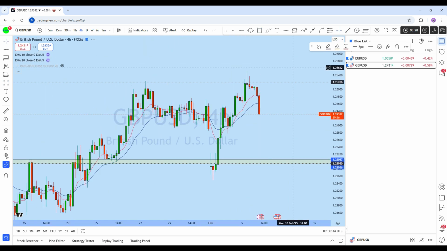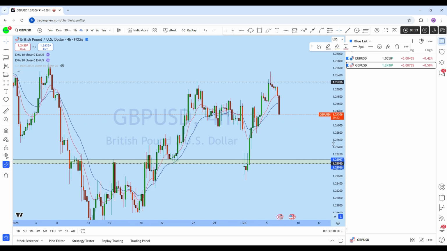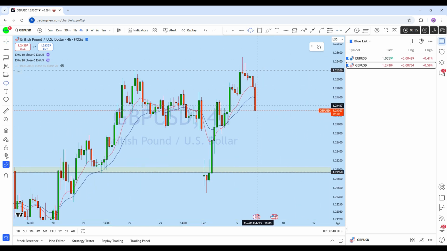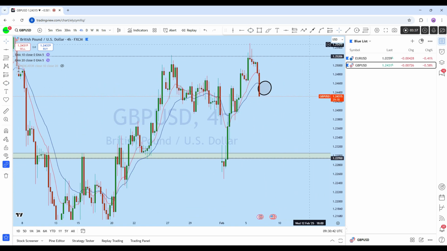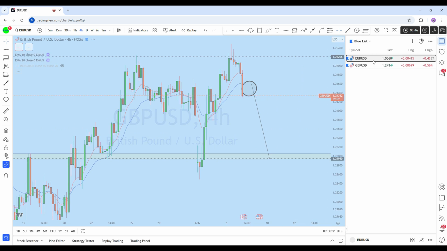Looking at the intraday perspective, we can see the market has already started to show bearish price action, and I expect this market to continue to drop. As soon as we find a suitable entry opportunity on GBPUSD, we'll be looking to go short with a high probability trade setup. Now let's look at EURUSD.